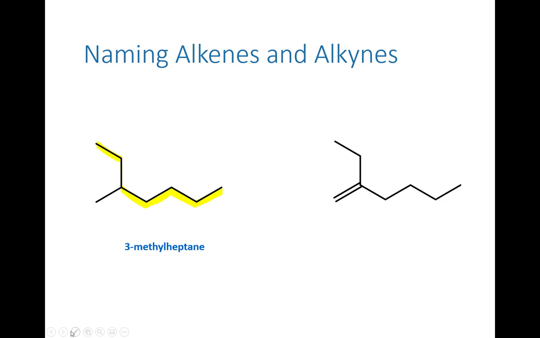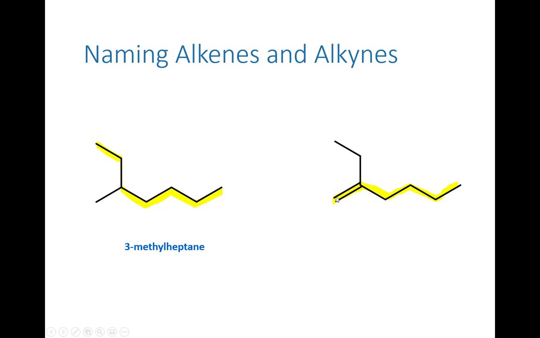What about this structure? Again, we need to find the longest chain, but it's not the same longest chain because the rules, recall, say that you have to number through the chain. You cannot leave off that carbon at the end. So these carbons have to both be in the longest chain. So if I go up, the longest chain would be only 4 carbons. If I go this way, the longest chain is 6 carbons. So 6 carbons would be hexane.